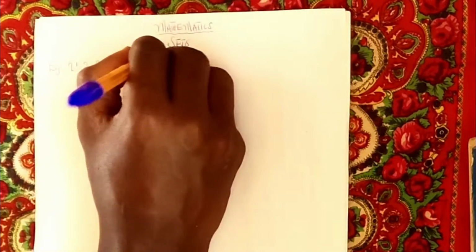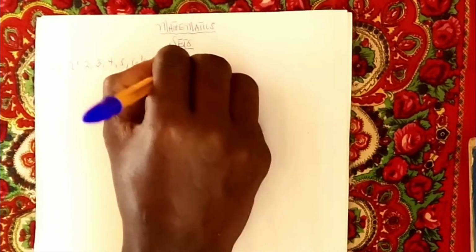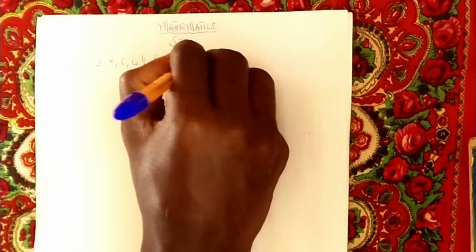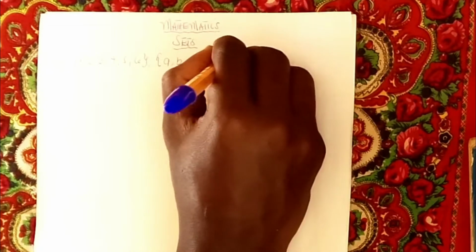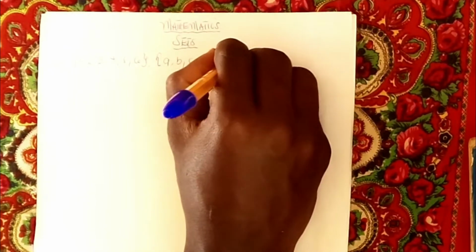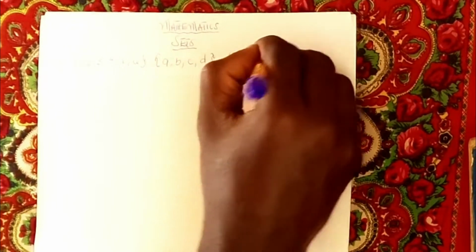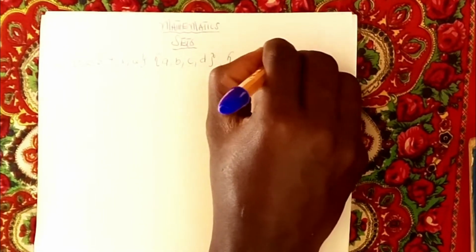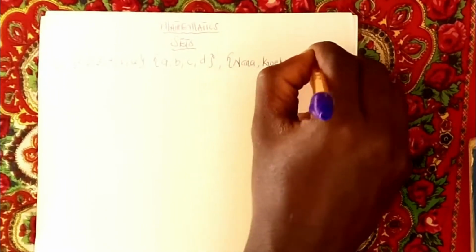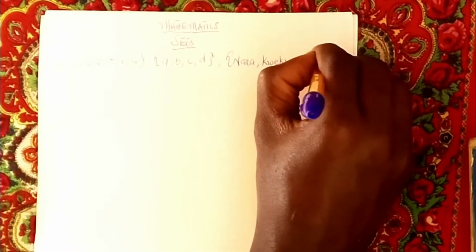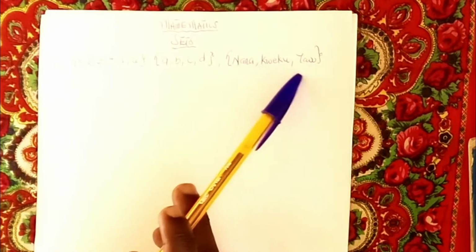A set of alphabets. We have A, B, C, D. A set of names. We have Na, we have Kweku, we have Yao. These are all examples of sets.